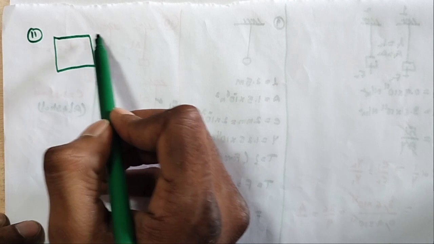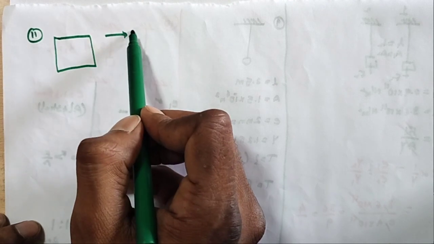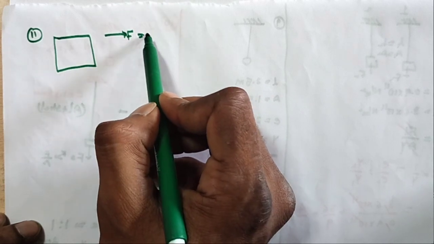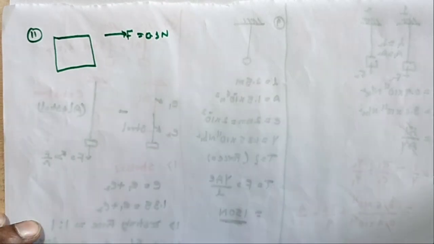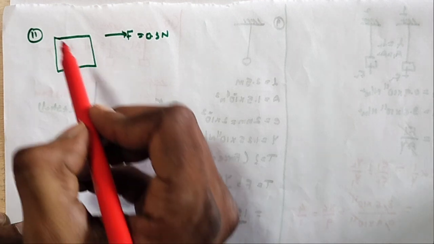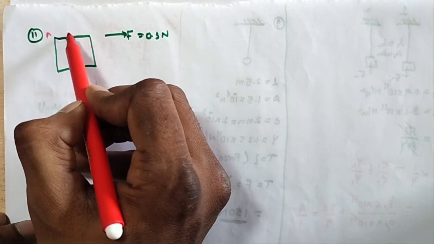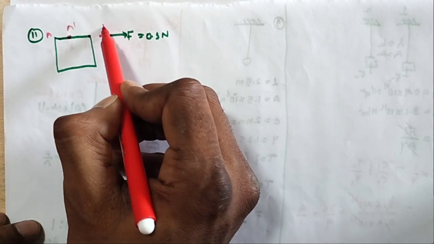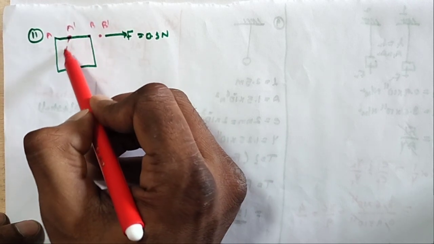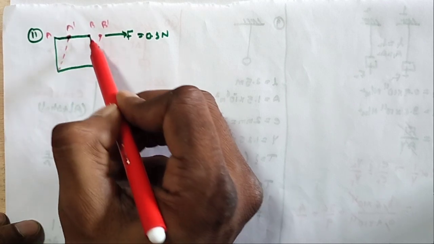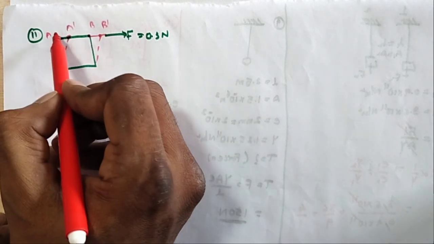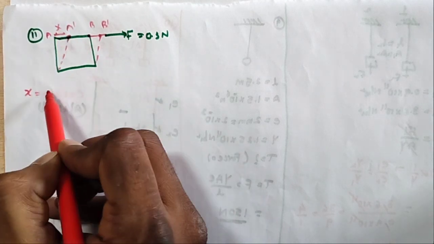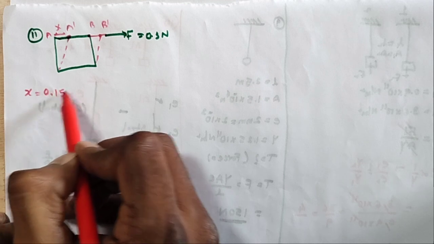When the force F is acting, how much force is acting on the upper surface? 0.3 newtons. When the force is acting, what happened? A is moving to A dash, and B is moving to B dash, like this. The lower end is fixed. This is a very small x. So what is the displacement? x is equal to 0.15 centimeter.